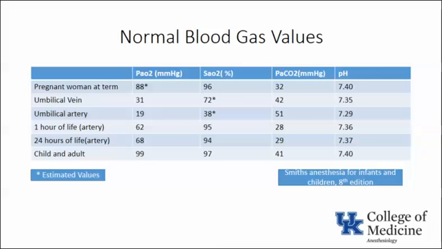Some normal blood gas values you need to know for your boards. One of them is the PaO2 of the umbilical artery. It's around 19. Umbilical vein is 31. First hour after birth, the PaO2 is around 62. 24 hours after birth, around 68. And as they grow older, a child and an adult, it's 99.